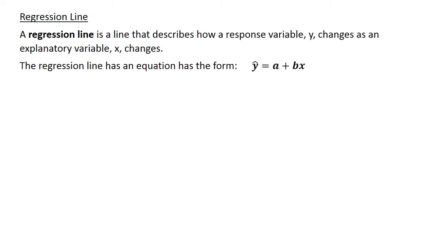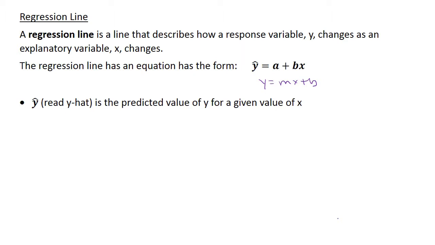A regression line is a line that describes how a response variable, a y value, changes as an explanatory variable x changes. The form of this regression line should look really familiar to you. It sort of looks like y equals mx plus b, but it's switched around a little bit and using different variables. So it's y hat equals a plus bx. Let me tell you about all of that.